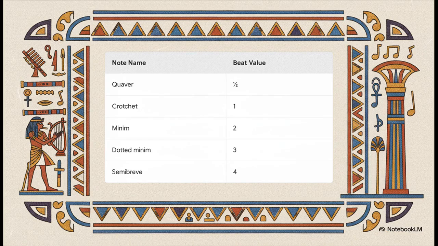A really key part of notation is showing the rhythm. And as you can see here, different symbols tell you how long to hold a note. A quaver is super quick, just half a beat. A crotchet is a solid one beat. And then you have longer notes, like the semibreve, which you hold for 4 whole beats. This is how composers get super precise.